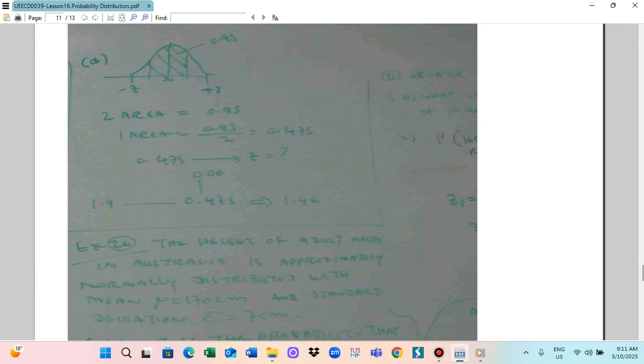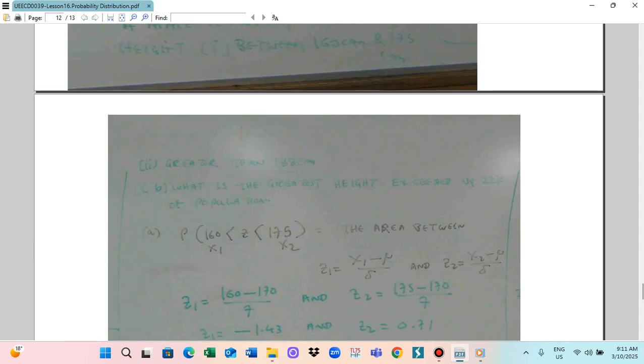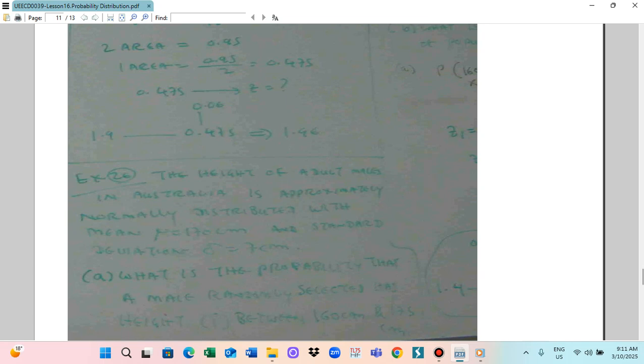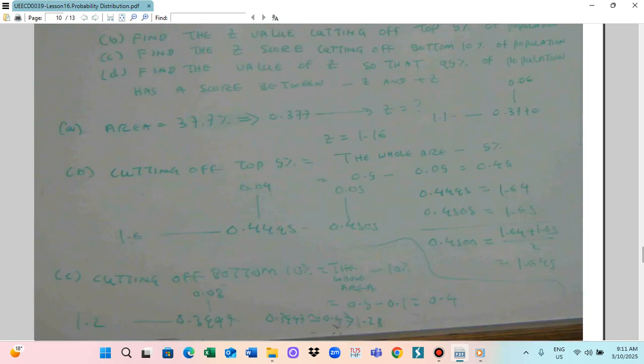So 0.45 is the average between them. Alternatively, you can read the closer one: either 1.64 or 1.65. They are also correct. So you can take the two values and make a comparison to see which one is the closer one.